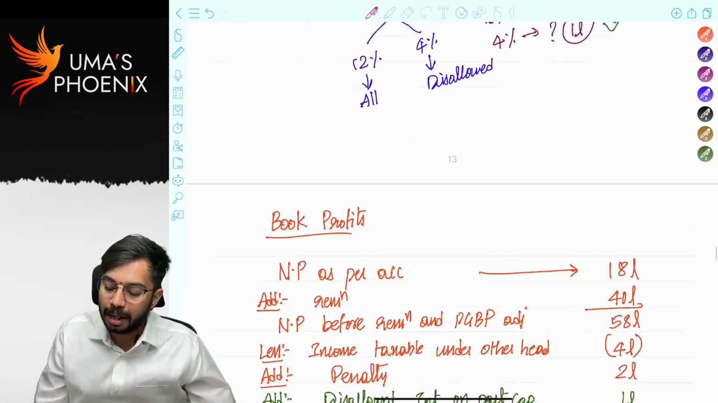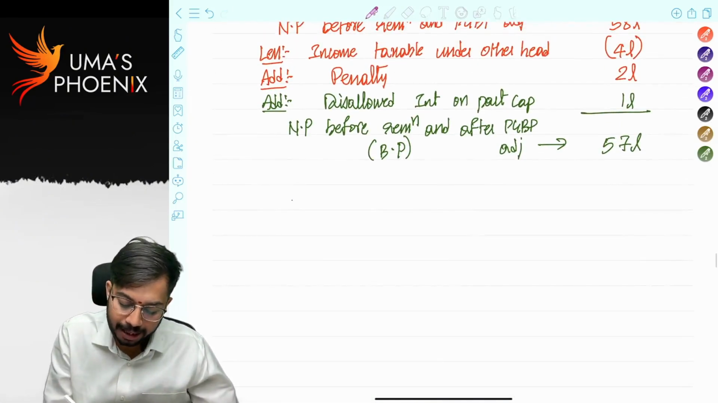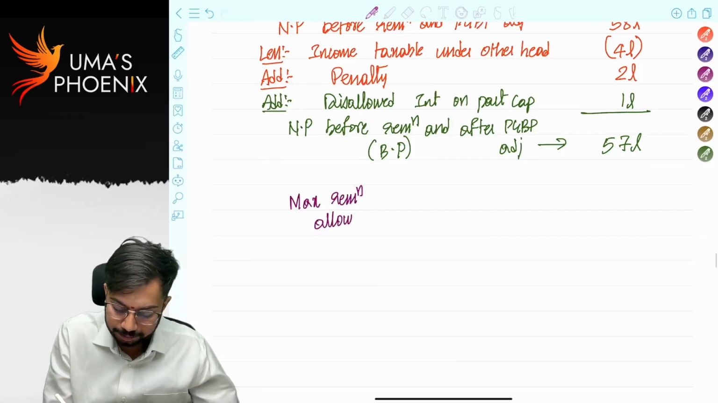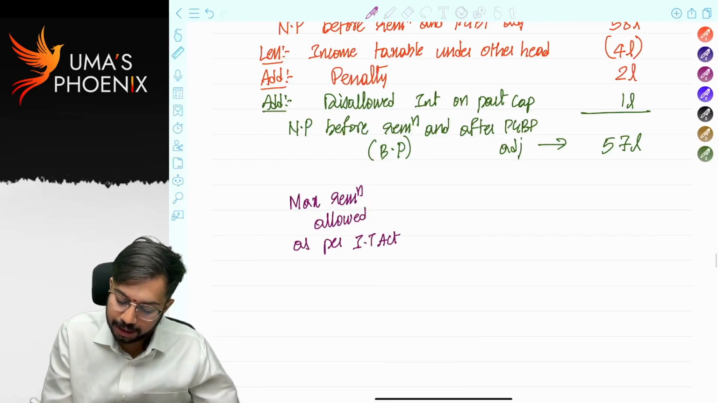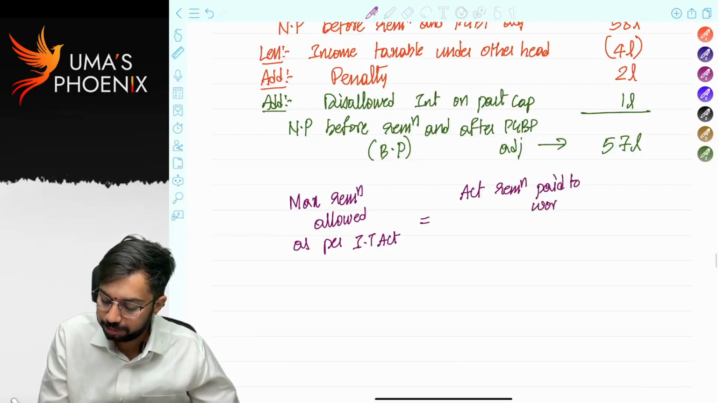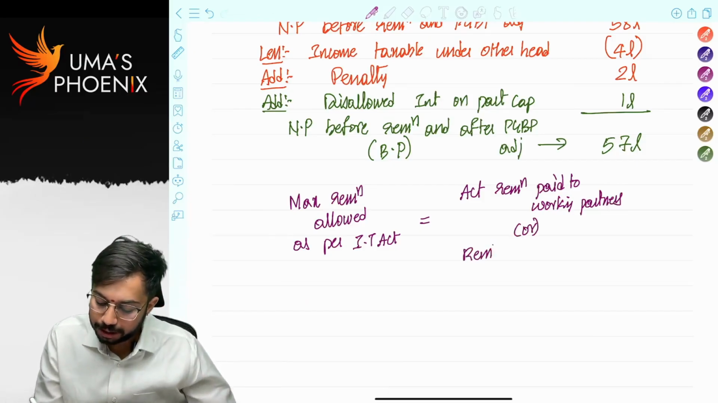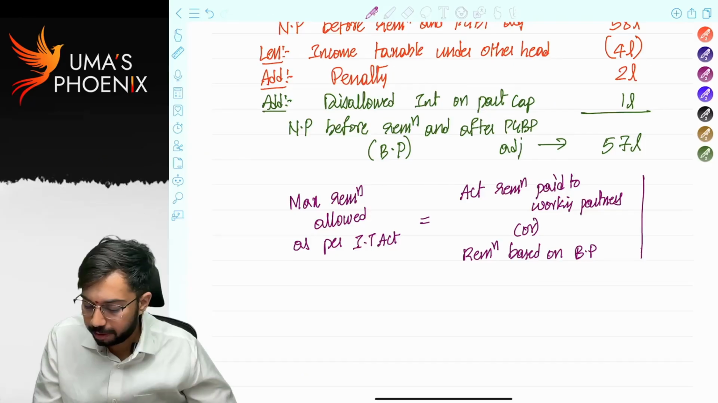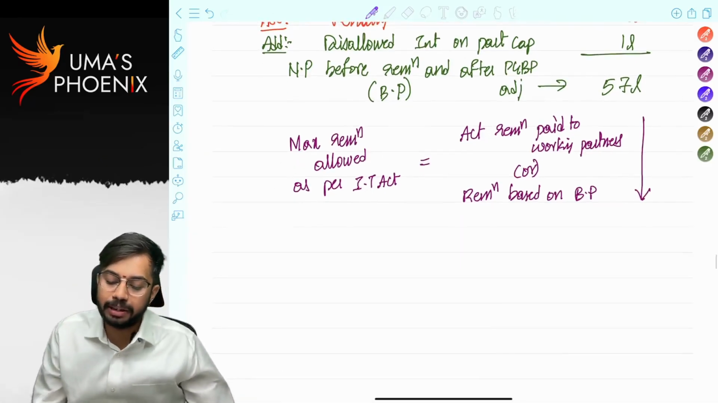Now, shall we calculate maximum remuneration allowed as per Income Tax Act? Maximum remuneration allowed as per Income Tax Act is equal to actual remuneration paid to working partners or remuneration based on book profits, whichever is lower. How much is remuneration based on book profits?